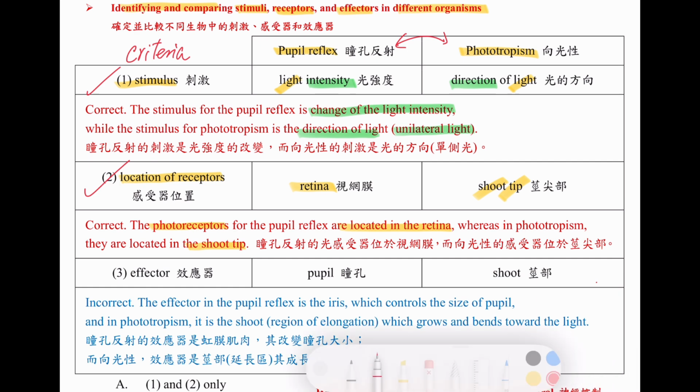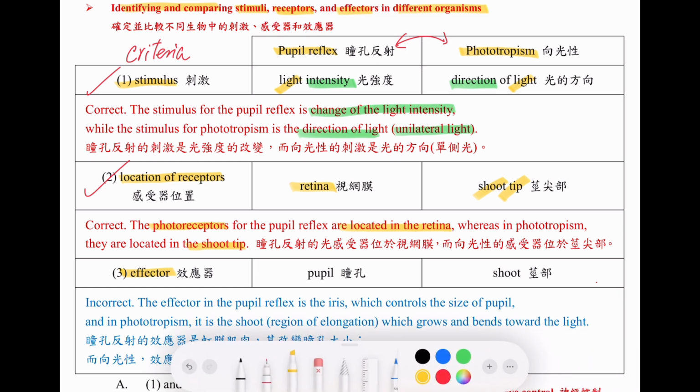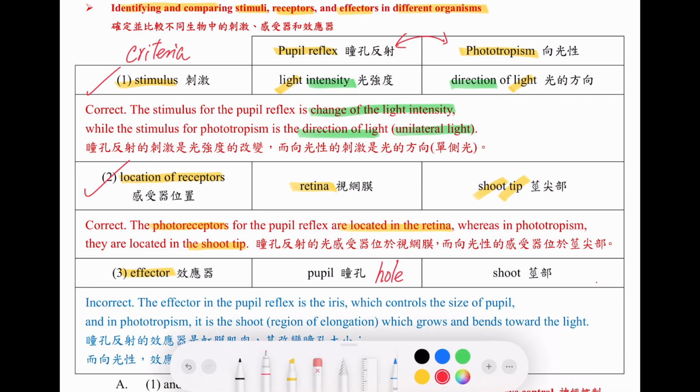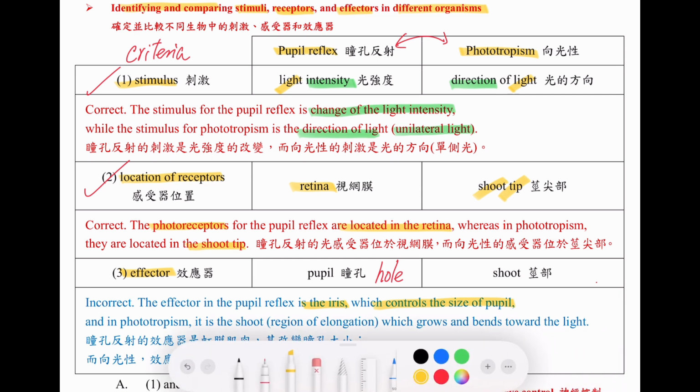And then for number 3, effector. For the pupil reflex, Mr. Leung, you see the name pupil reflex, so the effector must be the pupil. No. The pupil actually is just a hole. How can a hole control its own size? No, it cannot. So we rely on the iris muscle. The iris muscle can control the size of the pupil. Therefore, the first part is wrong.